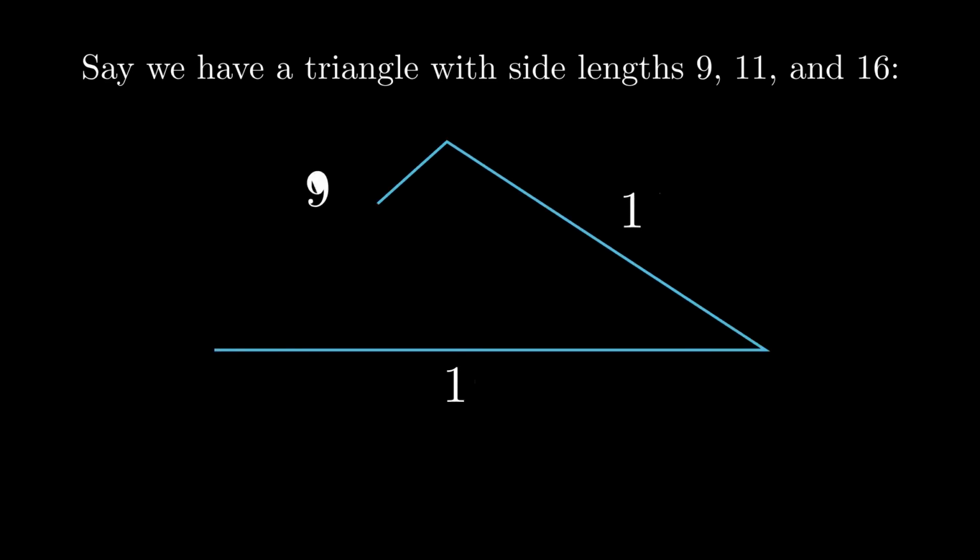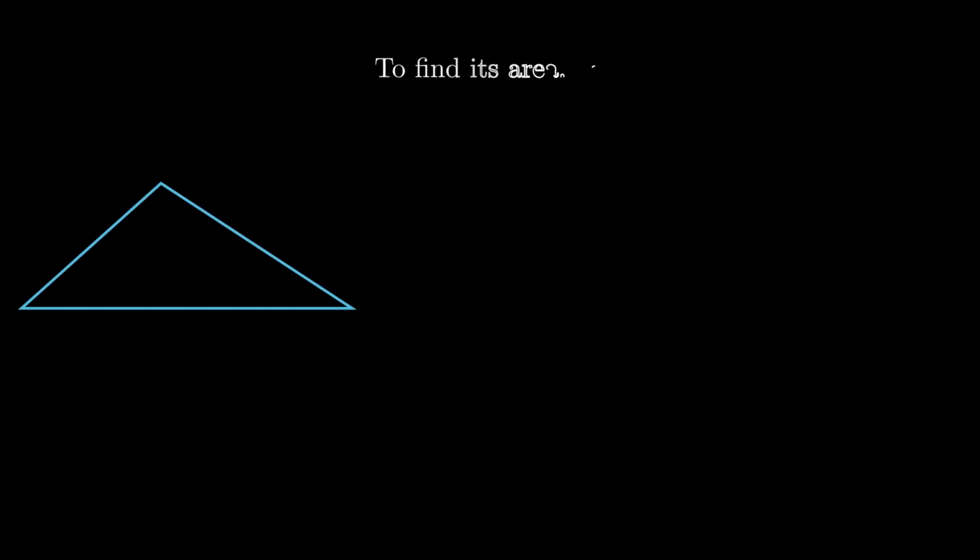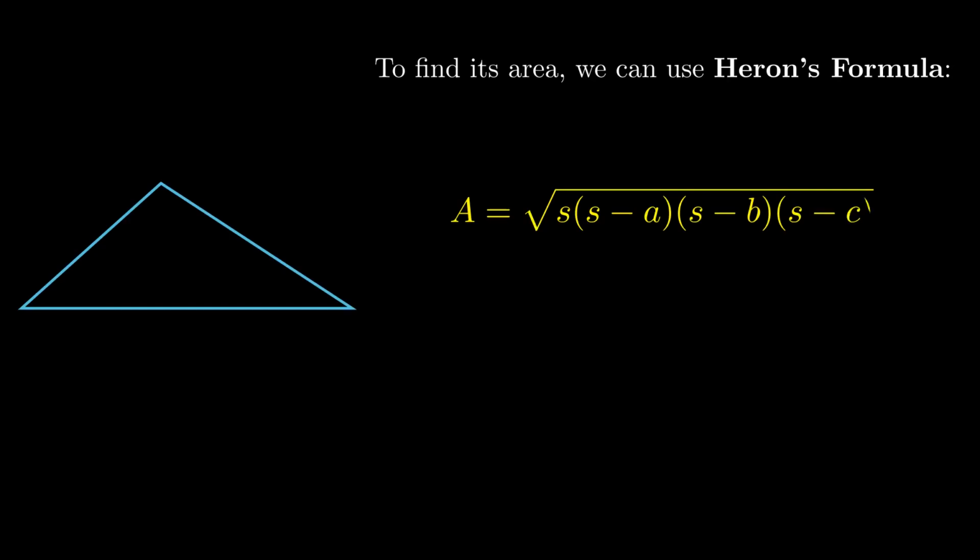Say we have a triangle with side lengths 9, 11, and 16. How do we find the area of this triangle? To find its area, we can use Heron's formula, which gives that the area is equal to the square root of s times s minus a times s minus b times s minus c, where s is equal to a plus b plus c all over 2, and a, b, and c are the side lengths of a triangle.